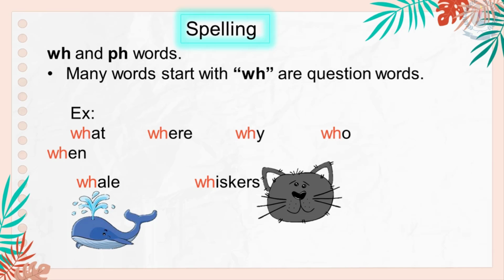Then, can you see these two pictures? Whale. What is the sound? W, WH. And whiskers. This cat has got whiskers on both sides of his snout. Whiskers, the W sound, and WH we can see in front of the word.